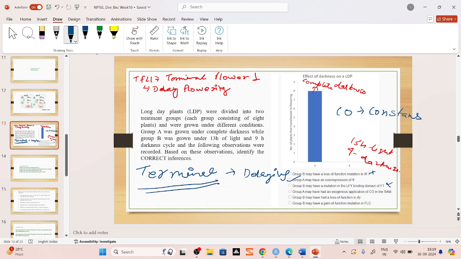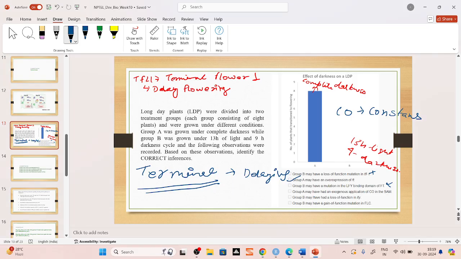Why? Because this CO is responsible for promoting flowering in response to sunlight. But since these group A plants were experimentally put in complete darkness, this means that these plants have received an exogenous supply of CO in the shoot apical meristem region, which has triggered their flowering despite the lack of normal light.